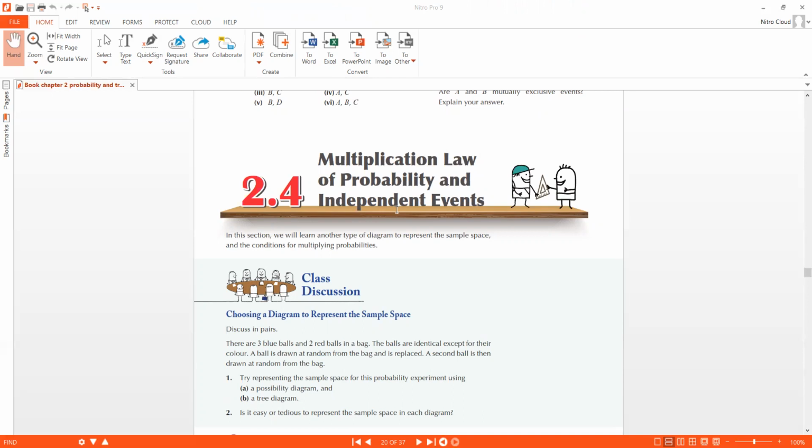So if nothing is common, nothing is similar in the two events, then I am saying the multiplication law of probability is giving you "and". The word "and" will be used for it. Are you getting my point? Not really.